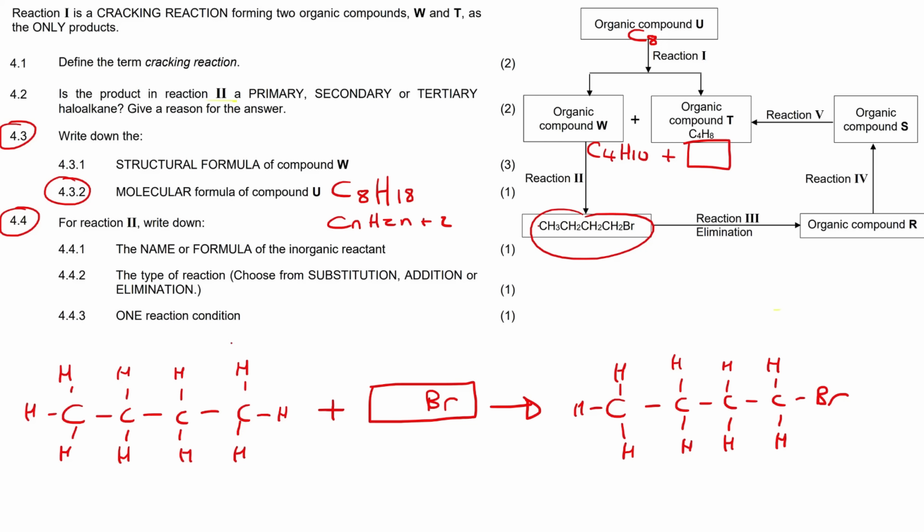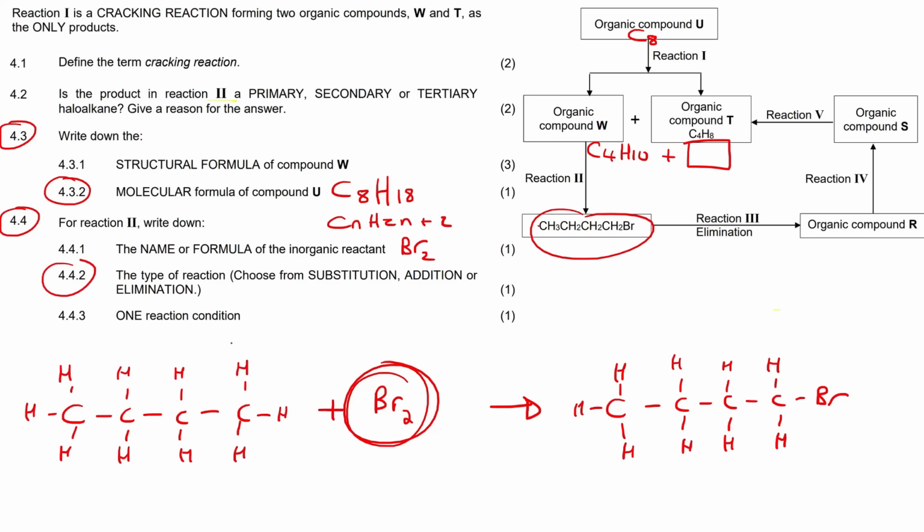But now remember that Br is a halogen, so it's typically diatomic, so you're going to get it as Br2. So you'll react it with Br2, like that. So that is the name of the inorganic, or the name or formula. So you could say bromine, or you could write out the formula like that.